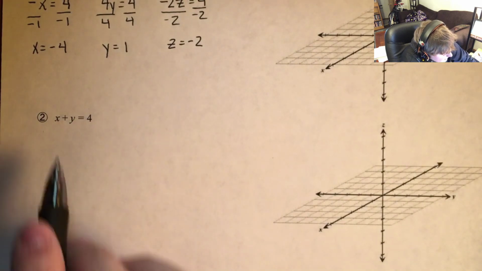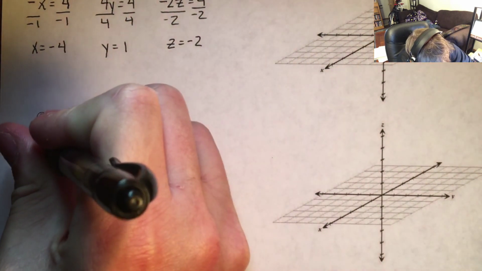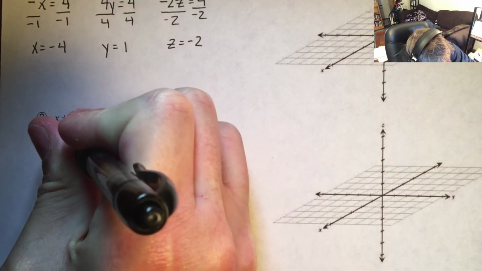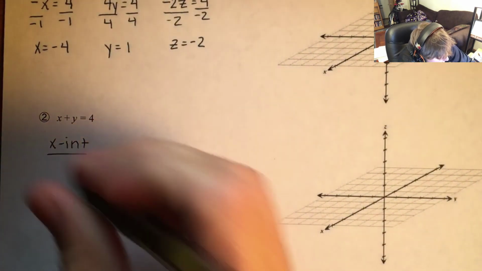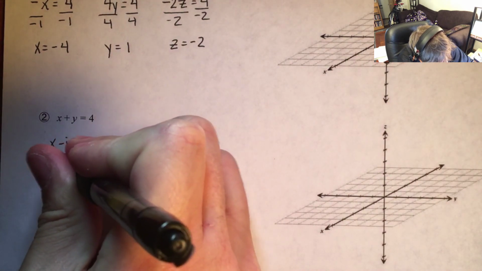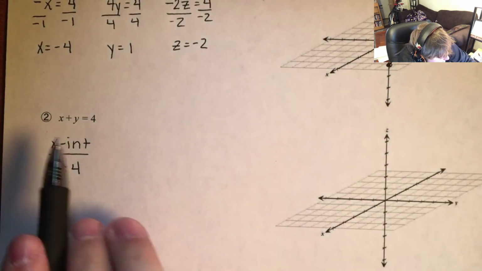Okay, so I know that I just want to find the x-intercept. Okay, I know that means that z and y are going to be missing. So that means I just have x is going to be equal to 4. Right, because they would be zeros.